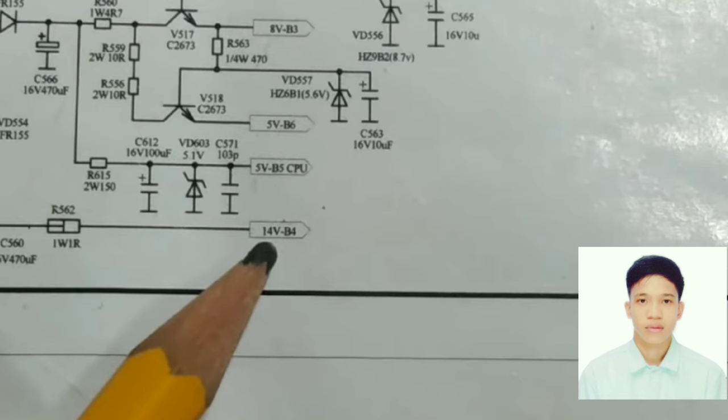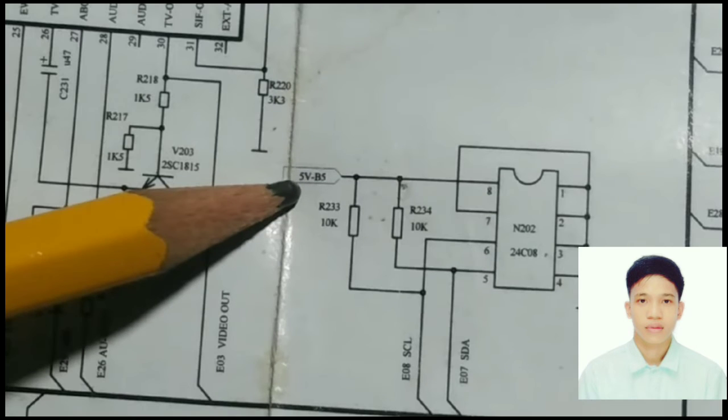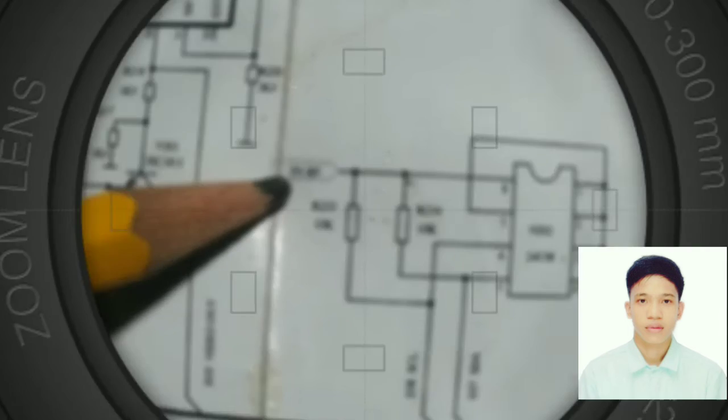And the last is 14 volts B4. It is the supply of the audio section. So if there is no audio amplification sound, possibly the problem is in the audio. So check the 14 volts. So this is the memory, whose supply is 5 volts B5.